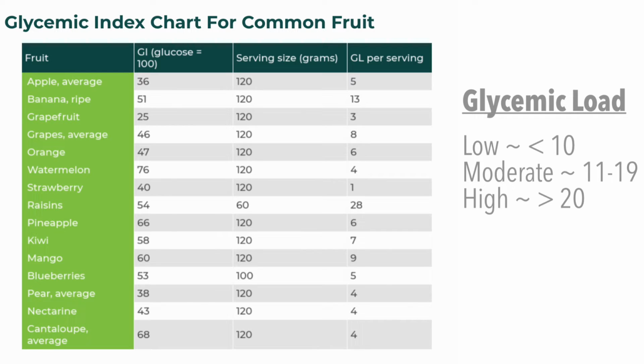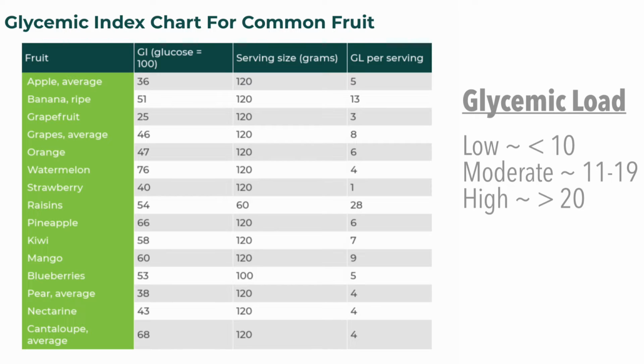Now, watermelon has a very high glycemic index of 76, which means it's converted to blood glucose very quickly, but it only has a glycemic load of 4. So it's a very low impact on blood glucose levels. Pineapple has a glycemic index of 66, but a very low glycemic load of 6. Same thing for mango. Mangoes have a glycemic index of 60, but a very low glycemic load of 9. Cantaloupe has a very high glycemic index rating of 68, but a glycemic load of 4.